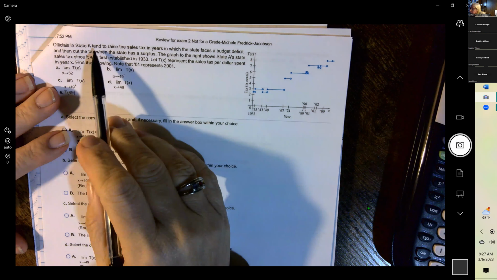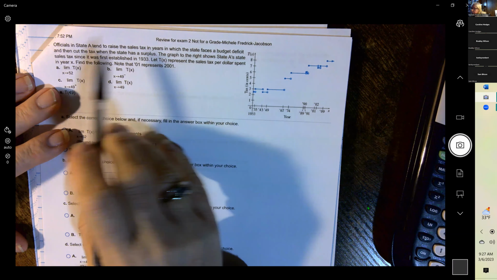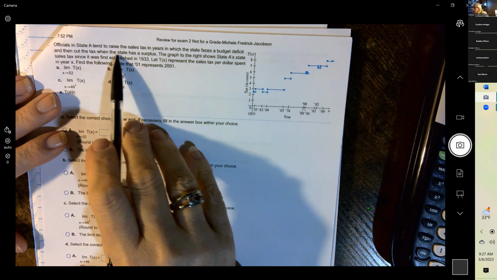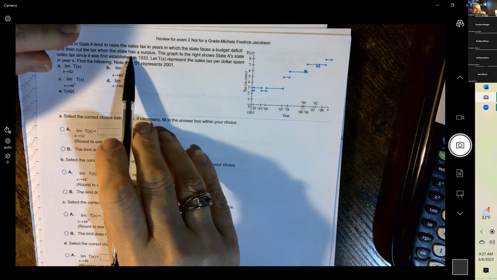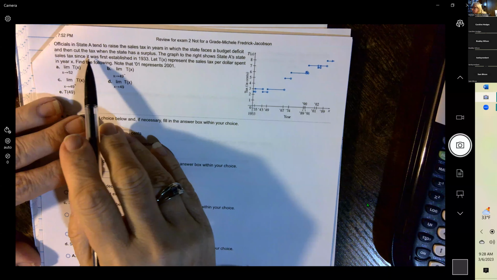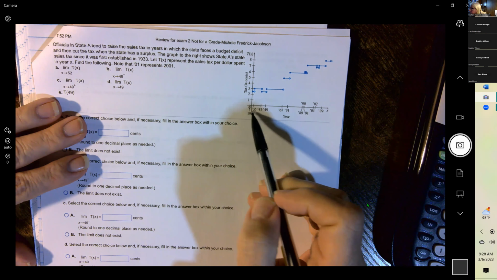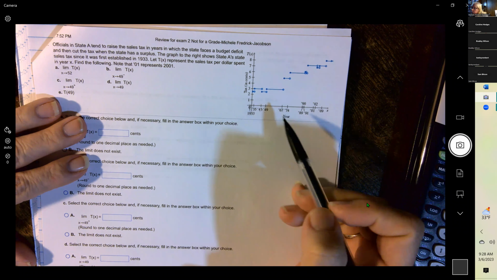Officials in state A tend to raise the sales tax in years in which the state faces a budget deficit and then cut the tax when the state has a surplus. The graph to the right shows sales tax since it was first established in 1933. So this would be 33 when it started, 35, 43, 49. Those are the years.